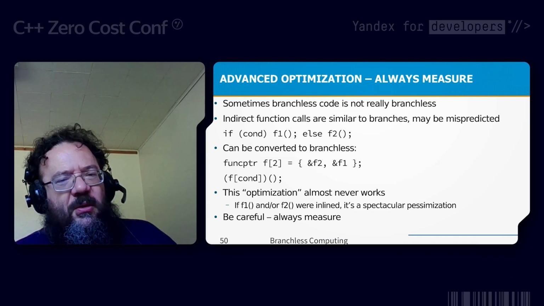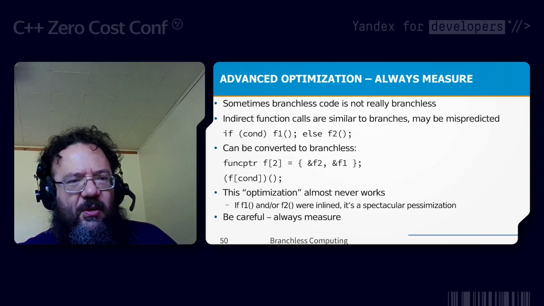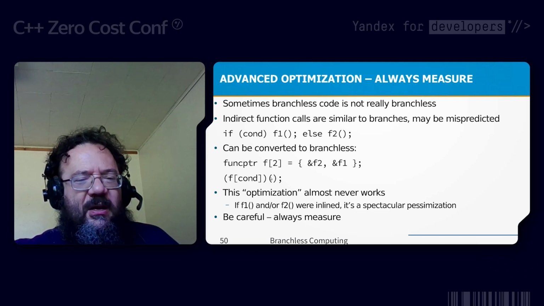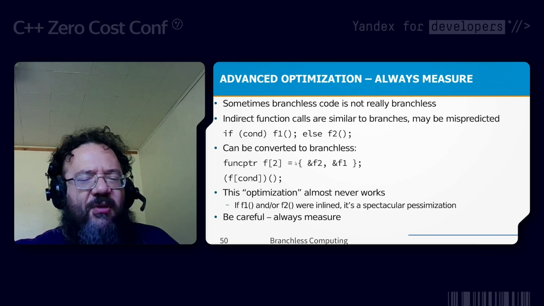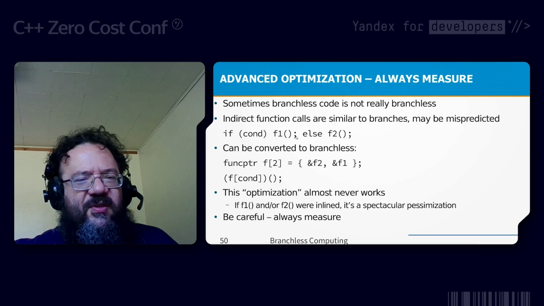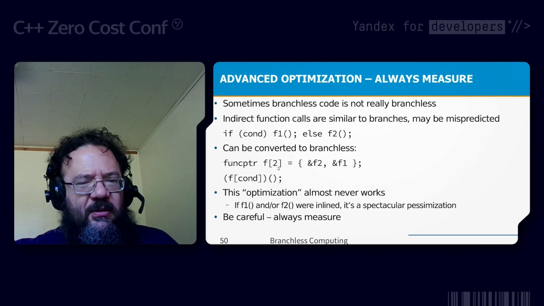Here is another case where you don't do it. Conditional function call. You can convert it to branchless code. This is branchless. Well, at least it's free of conditions. This almost never works. If you have high branch misprediction, you can try it. It almost never works. Why? Well, first of all, if the functions were inlined, this is going to kill your performance completely. Indirect function call through a function pointer, really, really bad compared to inline functions.